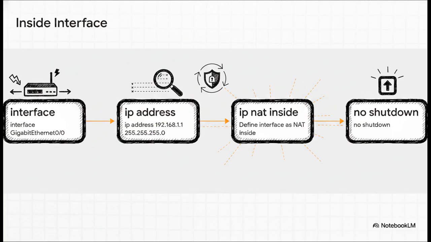First up, we drop into global configuration mode and hit our inside interface with interface Gigabit Ethernet 0/0. Next, we assign that internal IP address. IP address 192.168.1.1, 255.255.255.0. Now, pay close attention to step 3 right here. IP NAT inside. This little command is an absolute game changer. It officially flags this interface as the inside boundary for our NAT translations. Throw in a quick no shutdown to bring the interface up, and we're good to go.